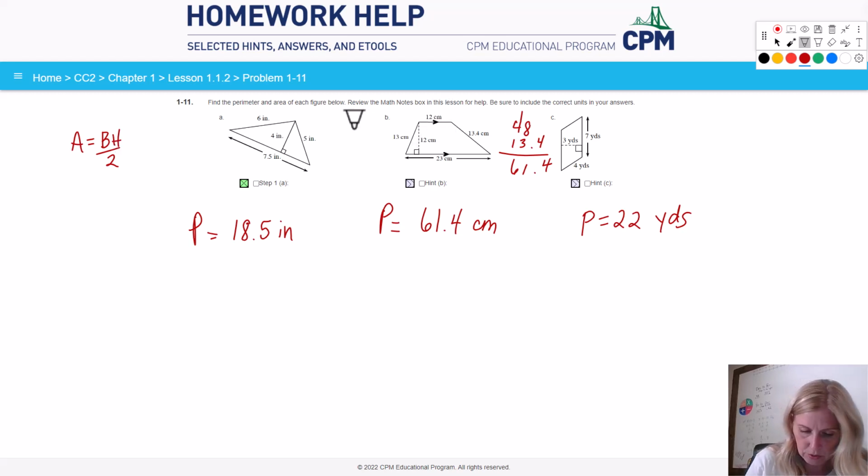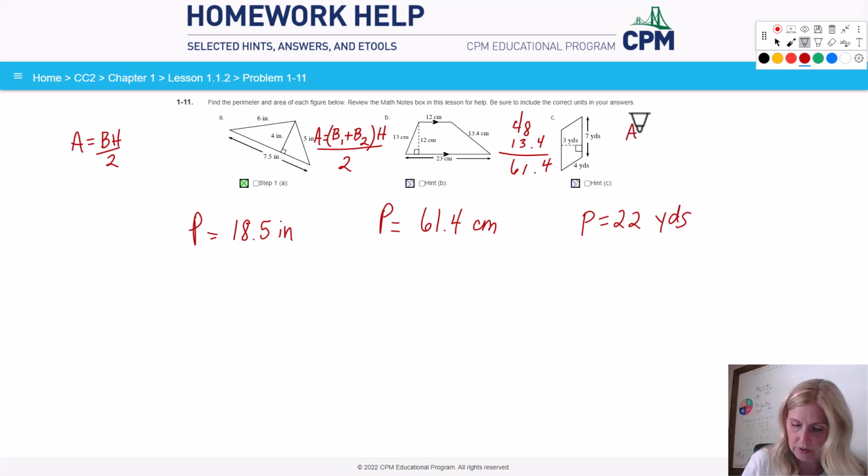And the trapezoid, it's the same thing as a triangle. The only difference is there are 2 bases, and you want to add them together and then continue out, multiply it times height divided by 2. And this parallelogram is just like a square or a rectangle where area equals base times height.